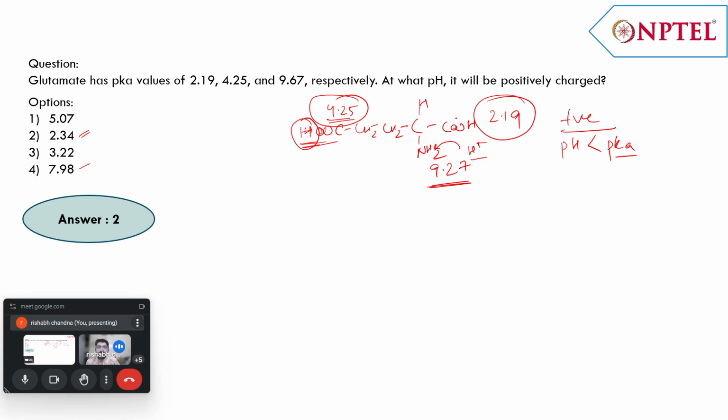So now we have to see that the pH must be less than these three values. Then only will it have a positive charge on the amino group. So in that scenario, this is the pH that is less than, although it is similar to this particular thing, but it is less than this and this. So here the amino acid will have a positive charge. Okay, is it clear?